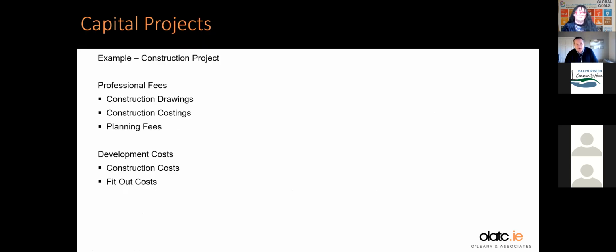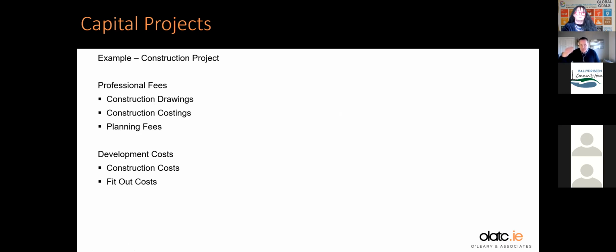So again, like capital projects, you've got construction projects. You want a grant for construction professional fees towards drawings, costings, planning fees, and then you need funding for the fit out costs, construction costs. So what we work on is applications where we identify what funding we require to cover all these costs, and then we go off and try to find the funding for these projects and how much they can get.